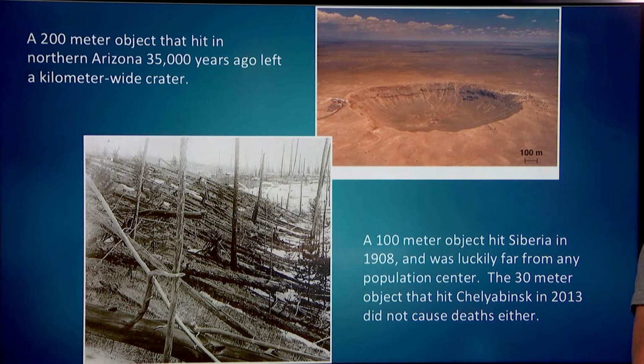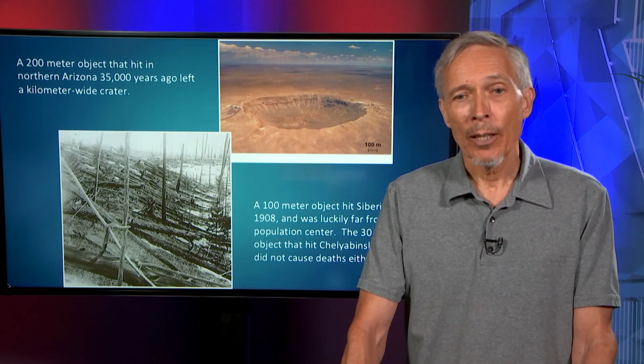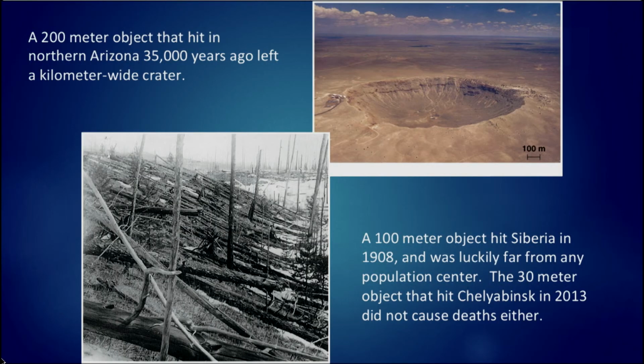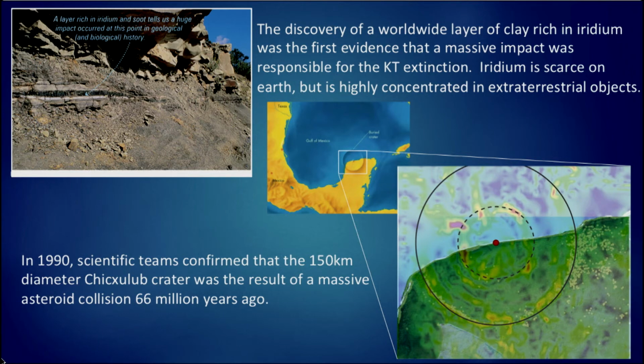It's likely that it was a 100-meter scale object, possibly a comet, not entirely clear, and it was far from any population center because it was Siberia. However, the impact was such that it was read and triggered on seismographs around Europe, as much as 1,000 miles away. There was a more recent event in Russia also, the Chelyabinsk object, which was estimated to be 30 meters across, and it broke up in the atmosphere and fragments fell to the ground. These are relatively small events.